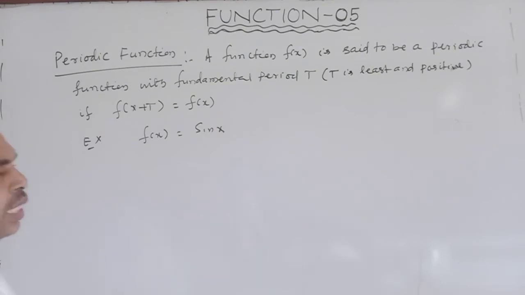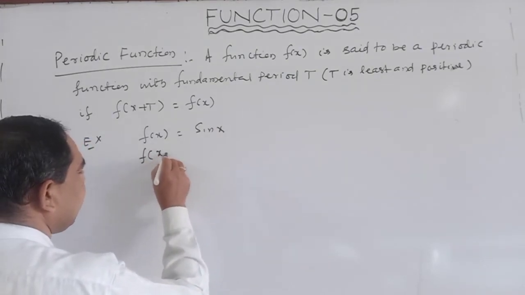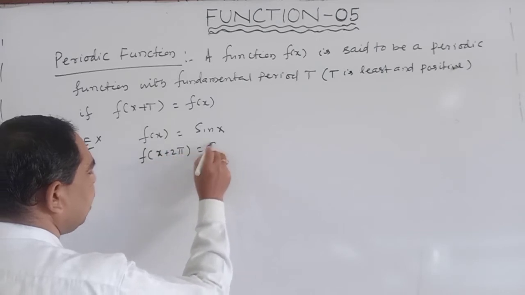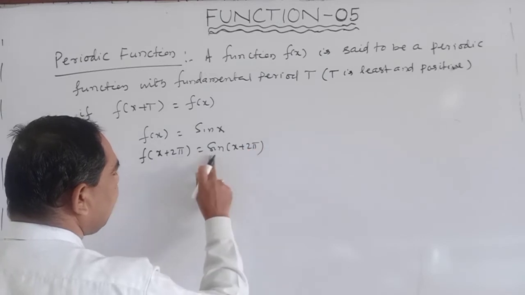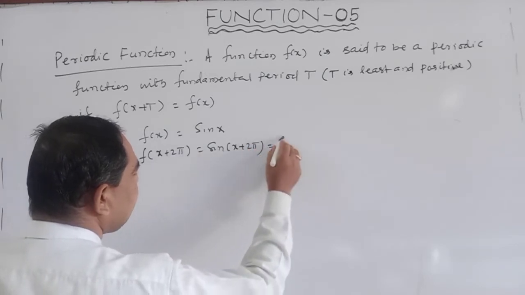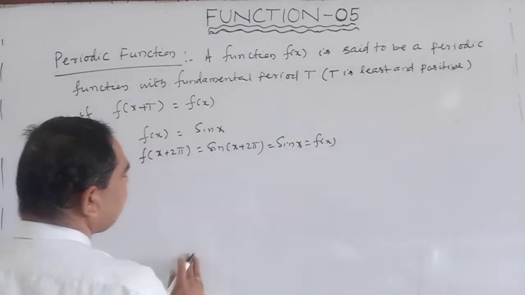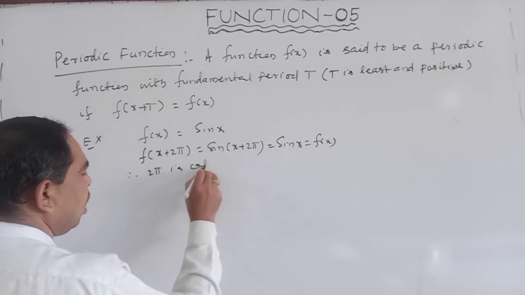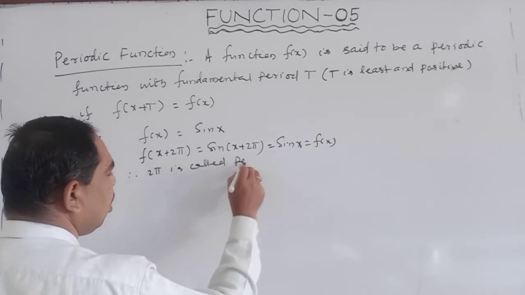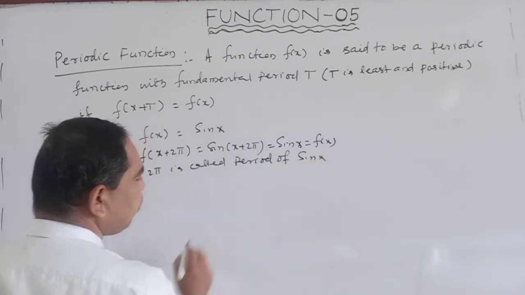Example: f of x is equal to sin x. Then f of x plus 2 pi is equal to sin of x plus 2 pi. Now sin of 2 pi plus theta is equal to sin theta, so this is sin x, equal to f of x. Okay, therefore 2 pi is a period of sin x.